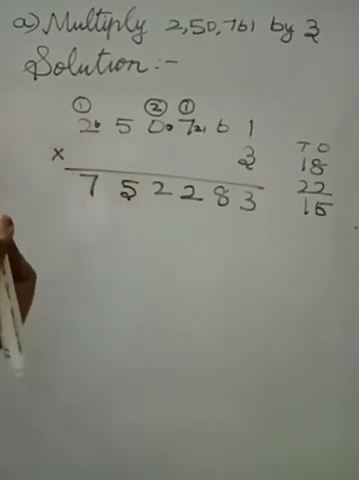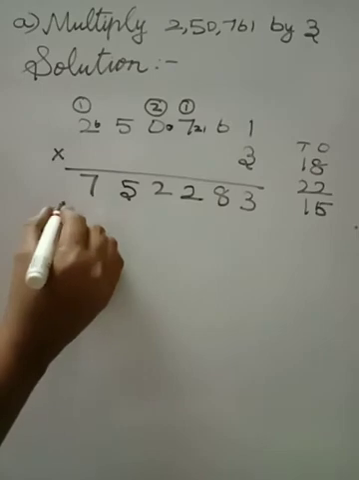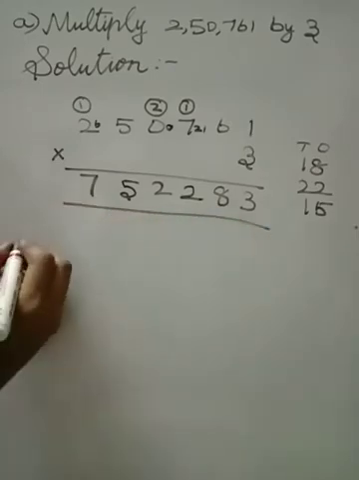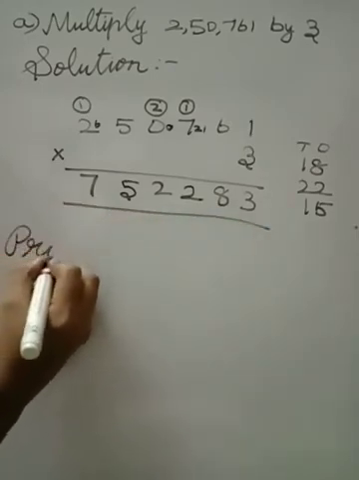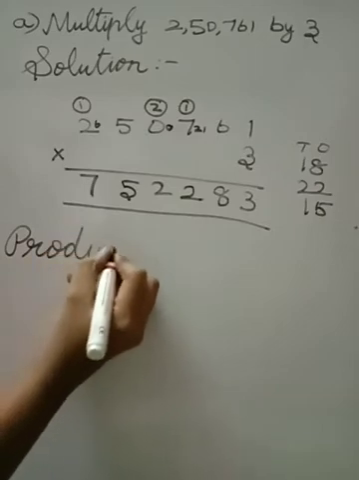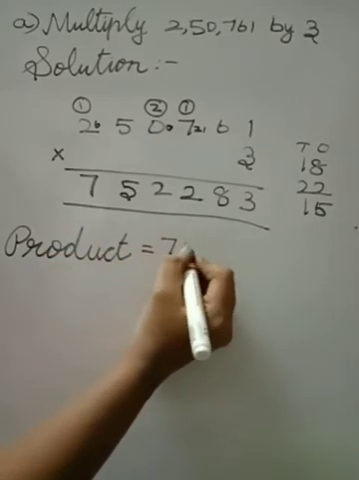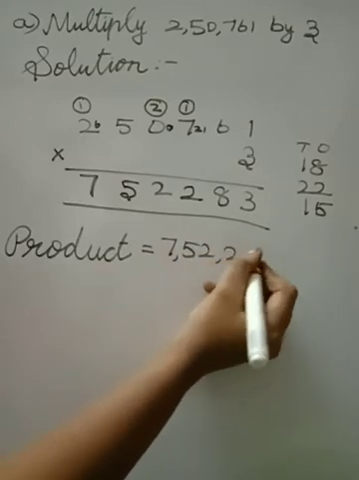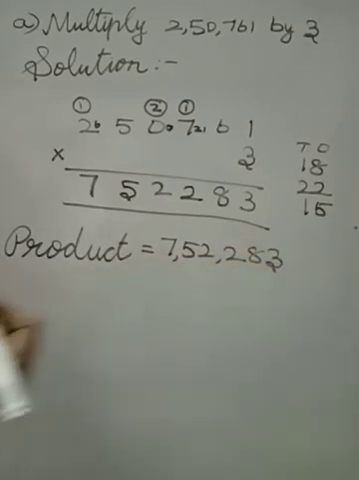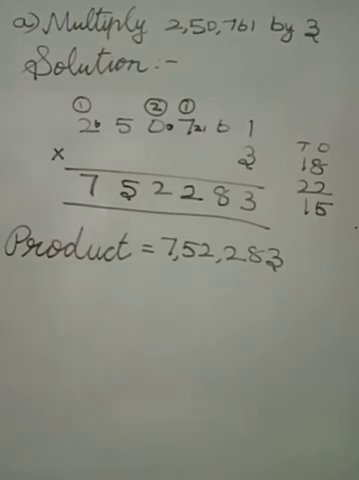After this, is there any number? No. So the sum is over. Now you take it and write the answer. Product is equal to 7,52,283. While writing the answer, put the commas according to the periods. Okay, so multiplication by a single digit multiplier is over.